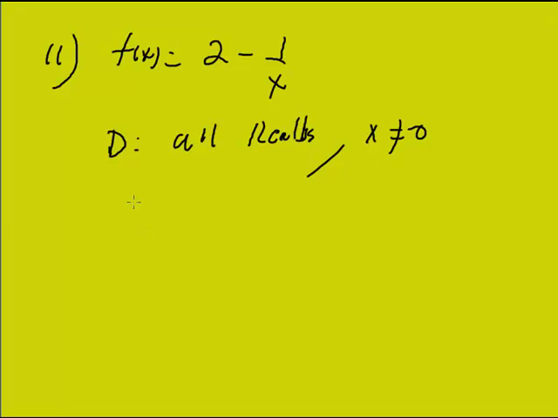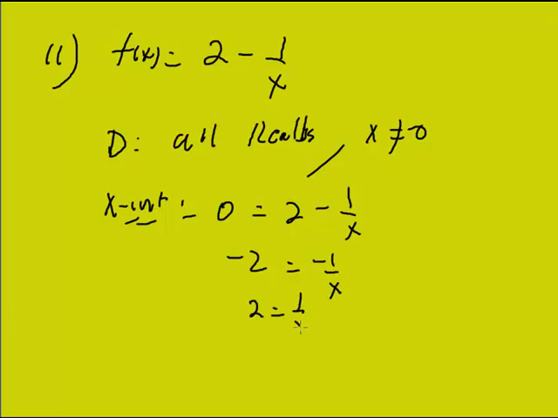How about the x-intercept and y-intercept? Well, if you don't know how to graph this, and I understand, let's do it the old-fashioned way. X-intercept means I turn my y into 0, so 0 is equal to 2 minus 1 over x. Take the 2 over: negative 2 is equal to negative 1 over x. The 2 negatives cancel out, 2 is equal to 1 over x. Flip both sides, x is equal to 1/2. That's my x-intercept.